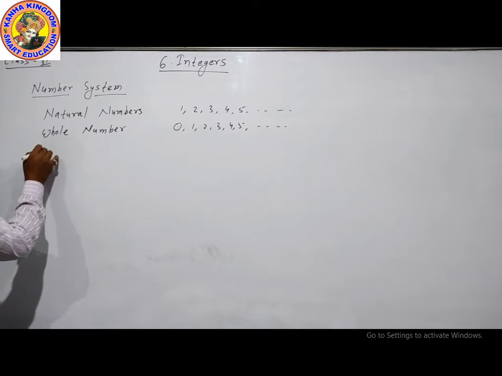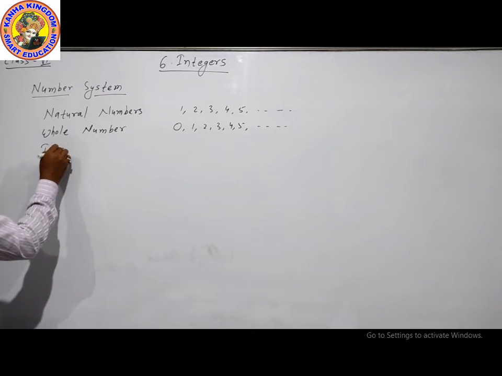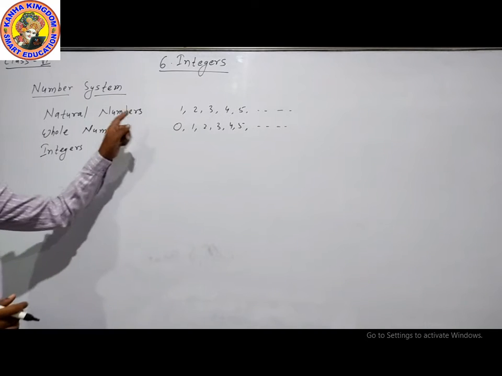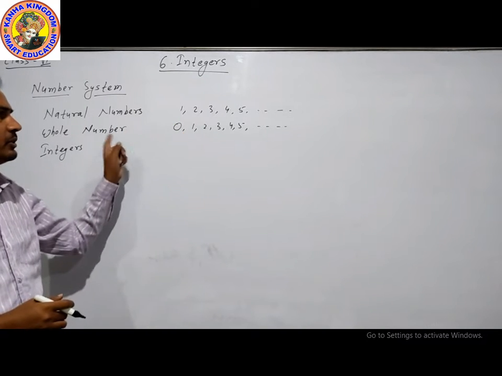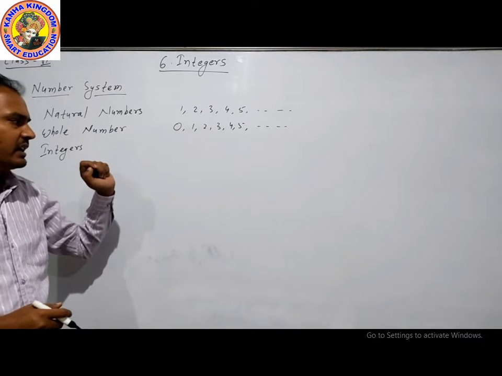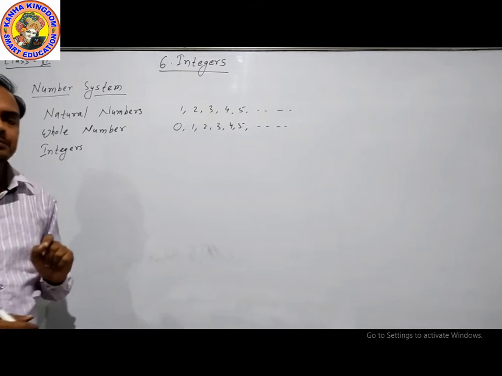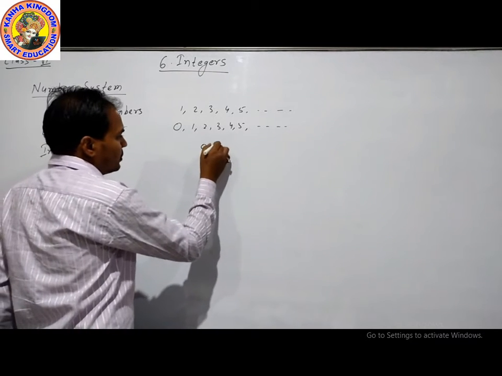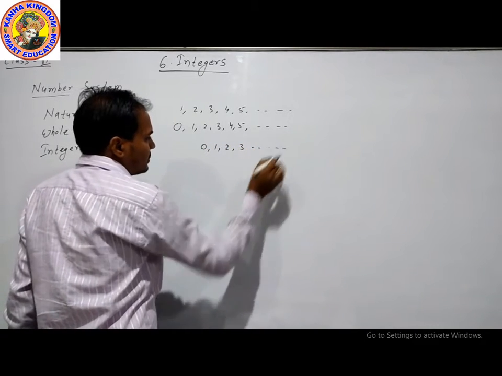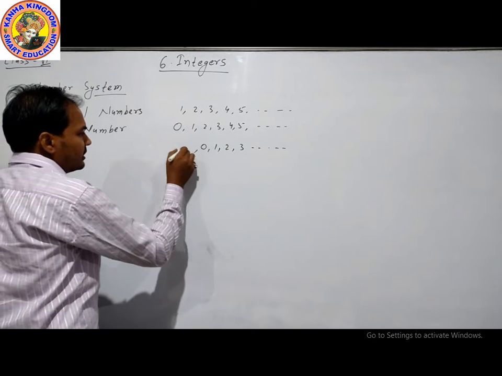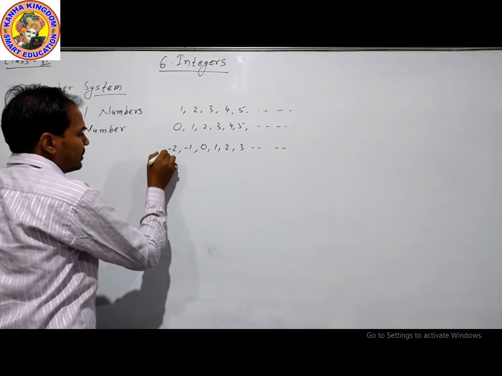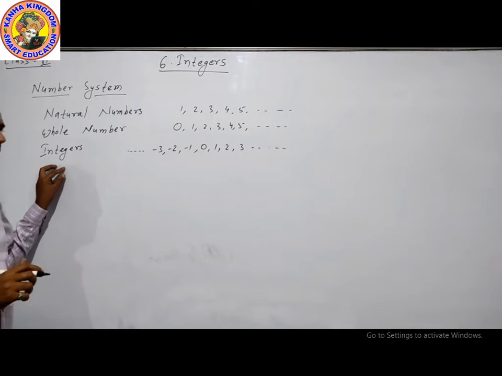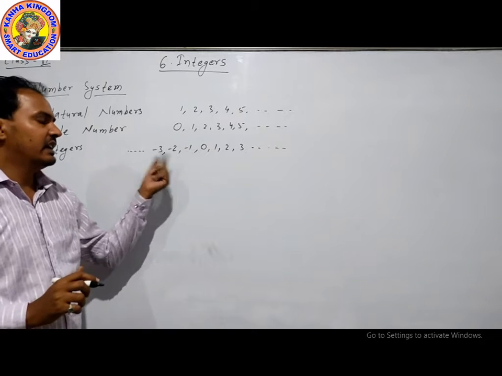Now next are integers. In natural numbers there are only positive numbers. In whole numbers the positive numbers and 0 are included. In integers we include negative numbers also. When we include negative numbers, it is called integer numbers. So integer numbers have positive and negative numbers.